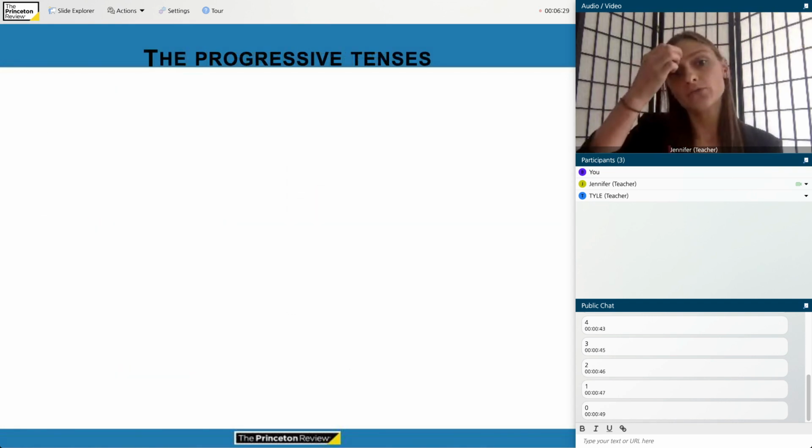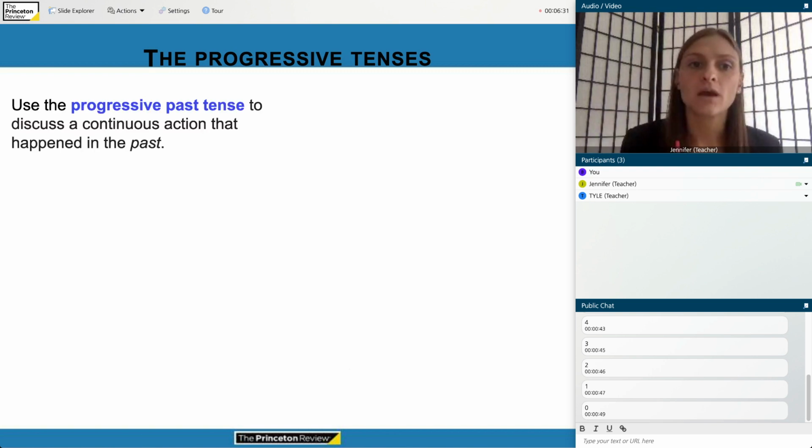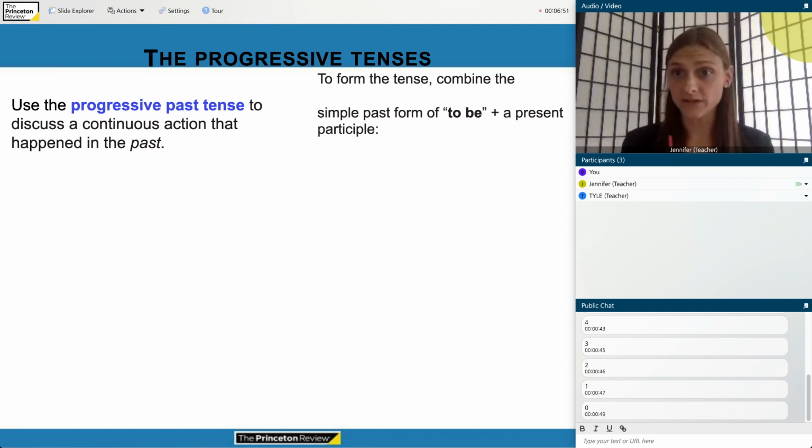So the progressive tenses, our first here will be the progressive past tense. And as you saw in the first intro slide here, it's also called the continuous. So the continuous past tense, and that's because it's used to talk about some continuous action that happened in the past. So to form this tense, you want to use the simple past form of the verb to be and a present participle. Your present participle is the ing form of the verb.